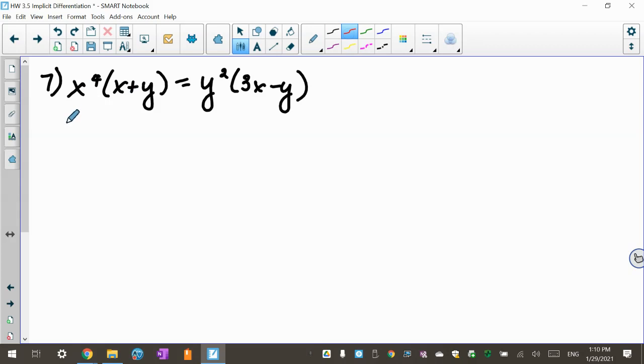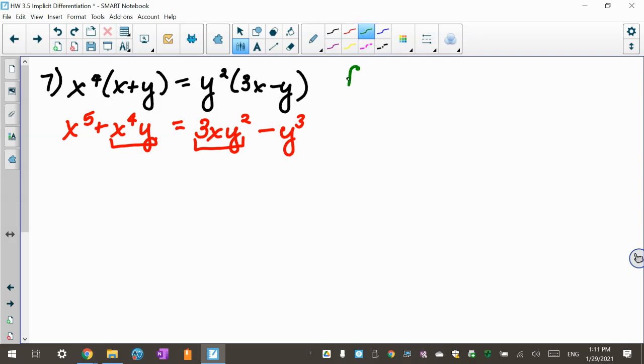So I have x to the 5th plus x to the 4th y. So there's a product right there. So I'm just going to see if it's saving me any time. Equals 3xy squared. There's another product rule, okay, minus y cubed. So I don't know if I'm going to save myself some time, but I just multiplied it through, and I'm going to have to do the product rule twice.